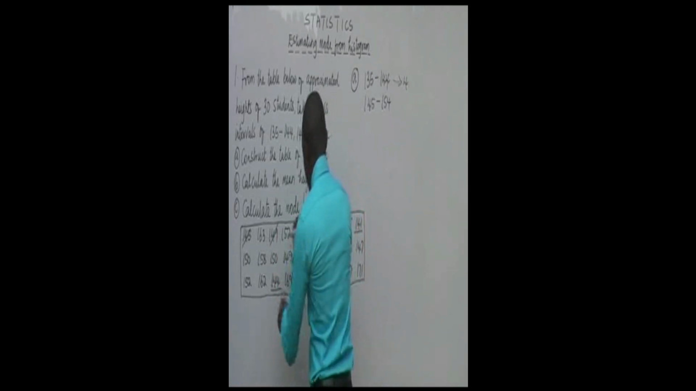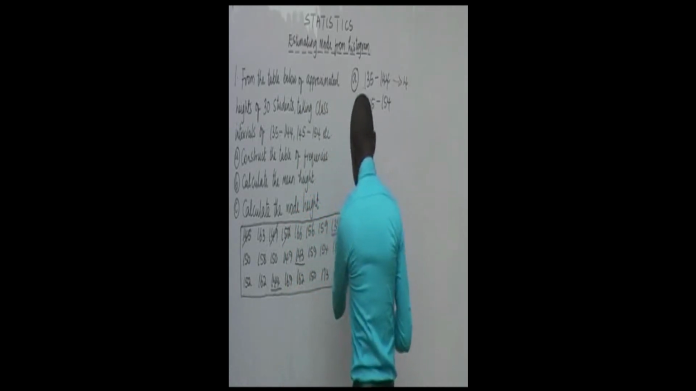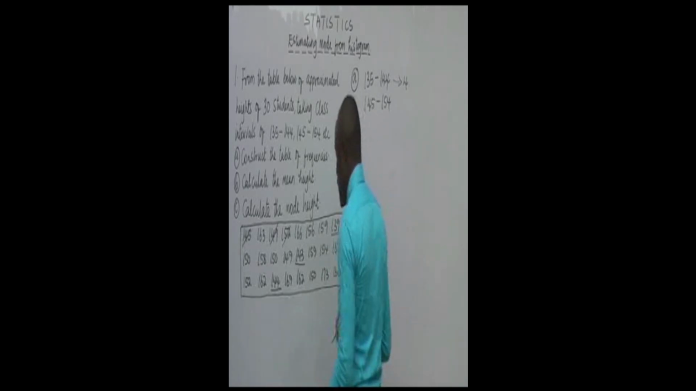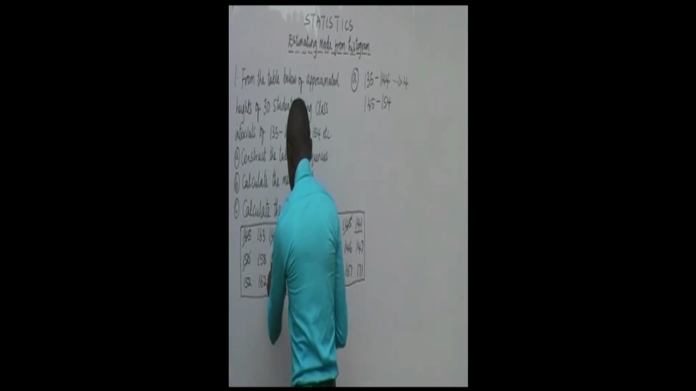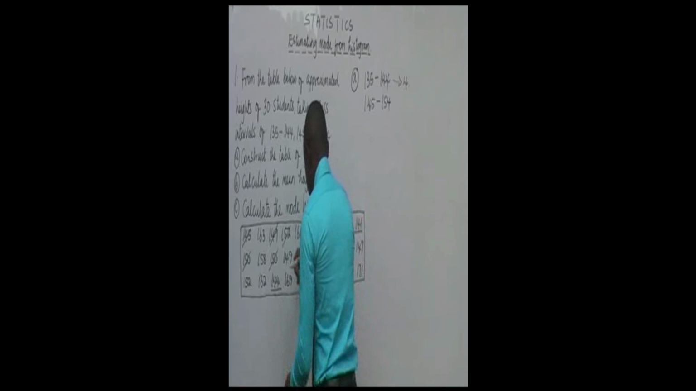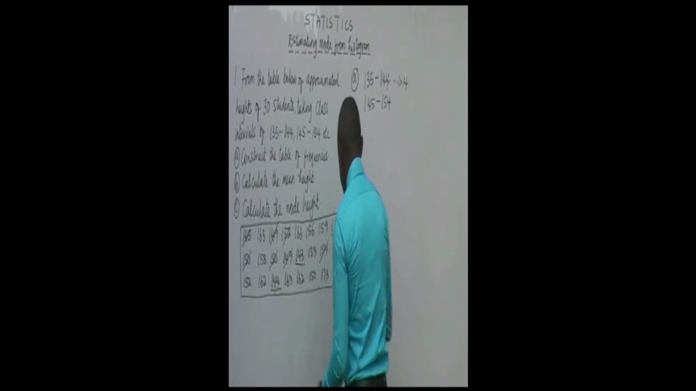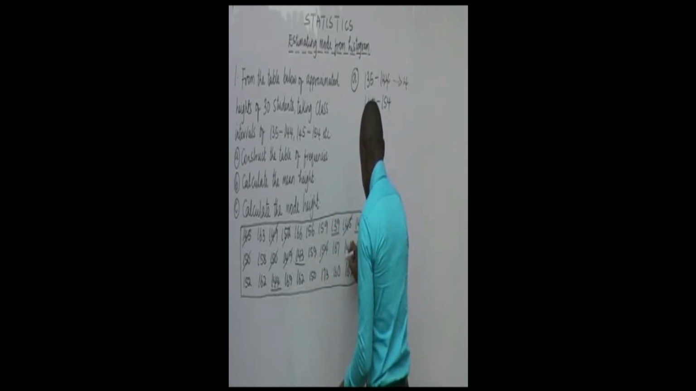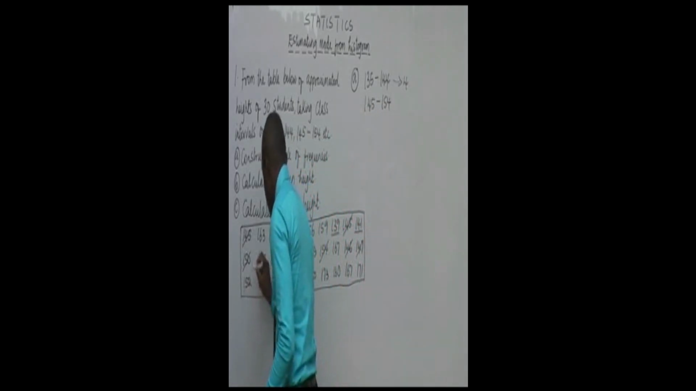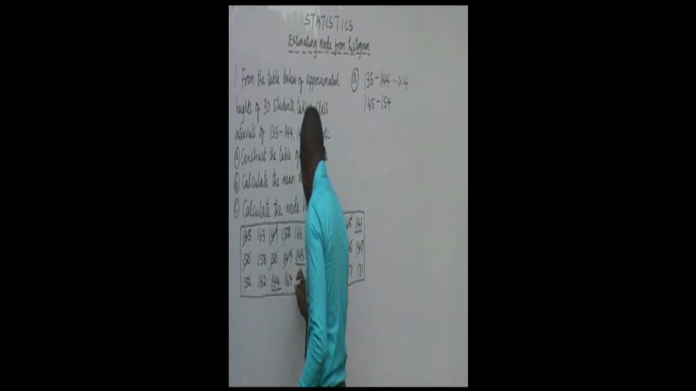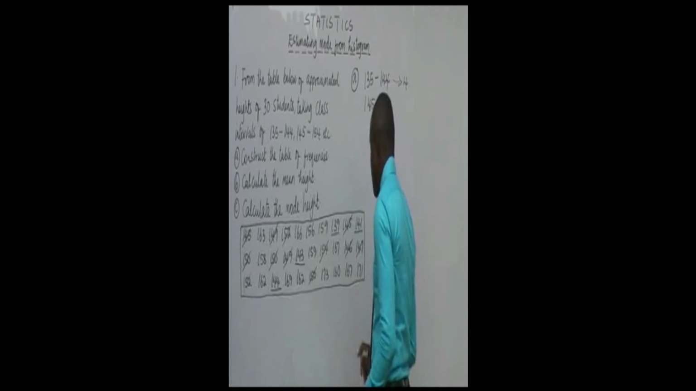45, 54. This is another one. This is another member. This is a member. This is another member. Another member. This is a member. This is another member. That is all.